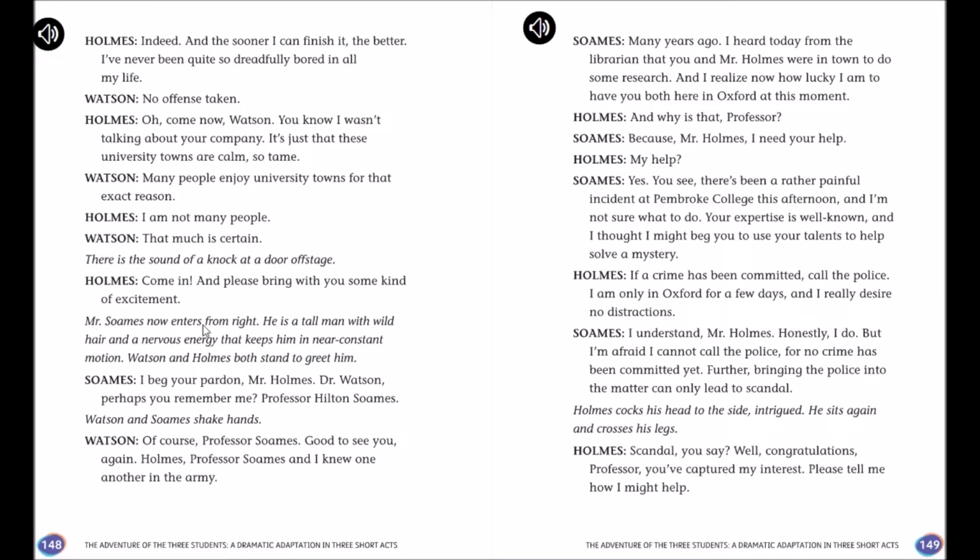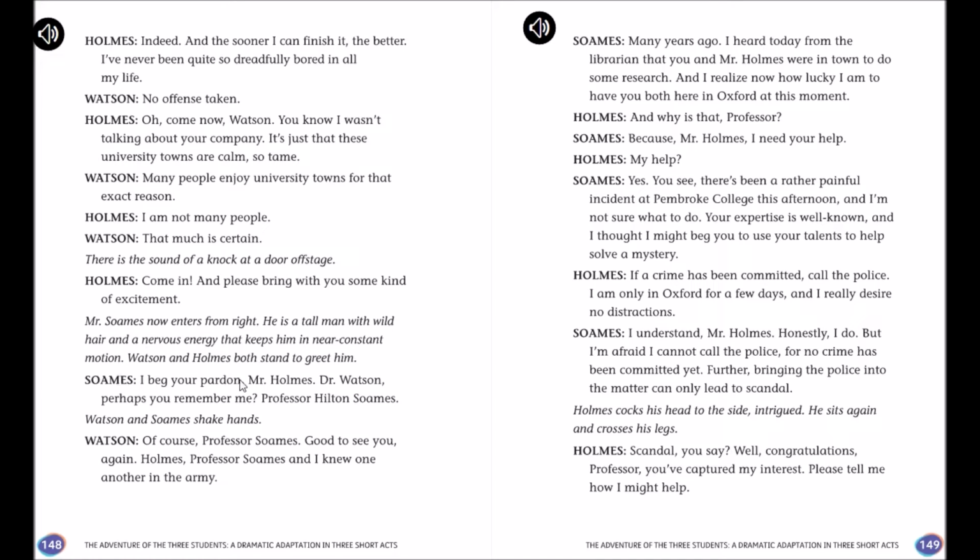Mr. Soames now enters from the right. Mr. Soames was the professor of Greek, or like the college teacher who teaches Greek. He is a tall man with wild hair and a nervous energy that keeps him in near constant motion. Watson and Holmes both stand to greet him.